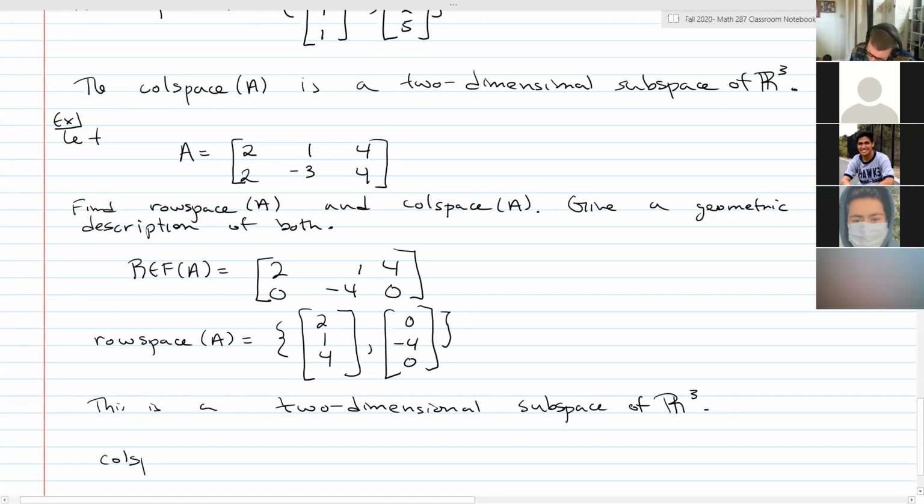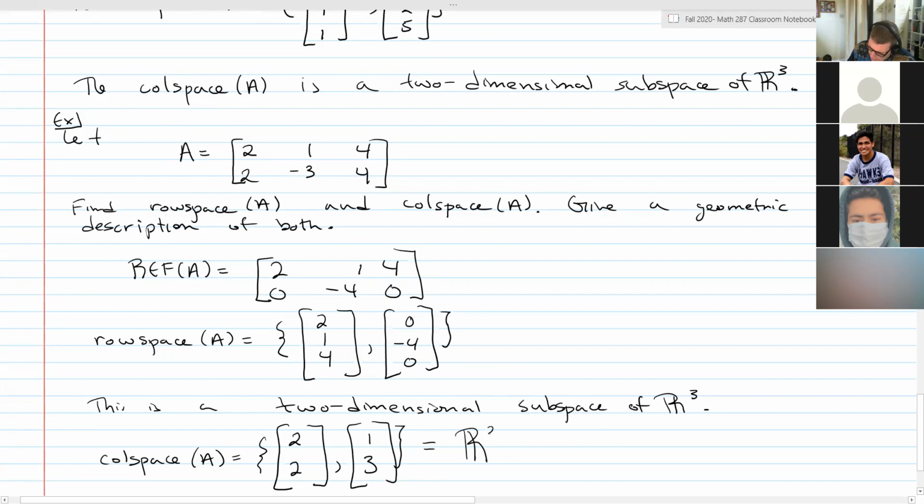And then the column space of A is thus going to equal 2, comma, 1, 3, which equals R2. So in this case, since there's two vectors in the basis and both vectors are in R2, we can just define that as R2. Right? And so that is its geometric description. Its geometric description is R2.